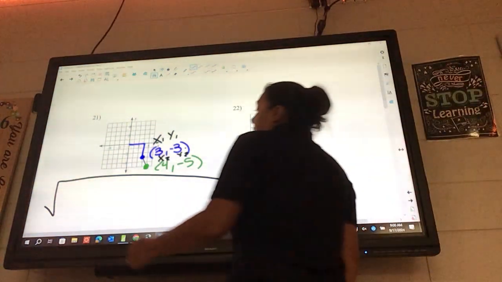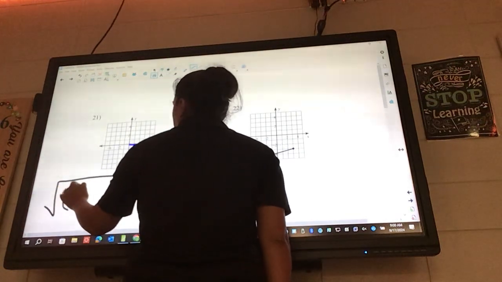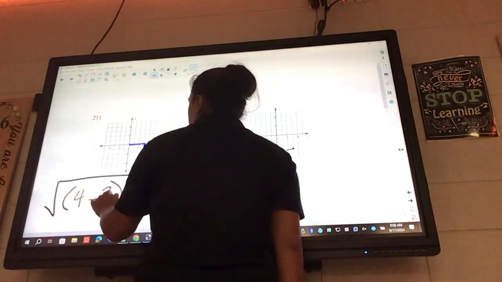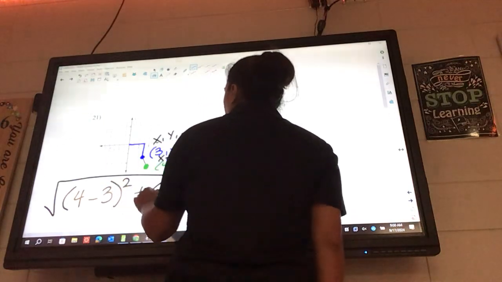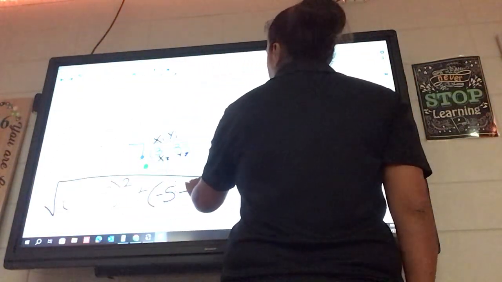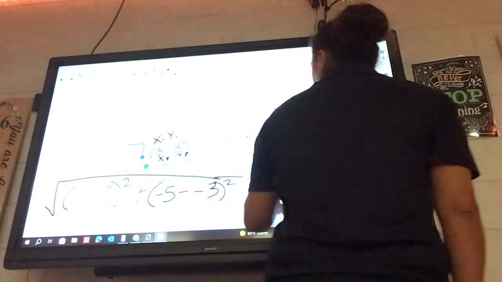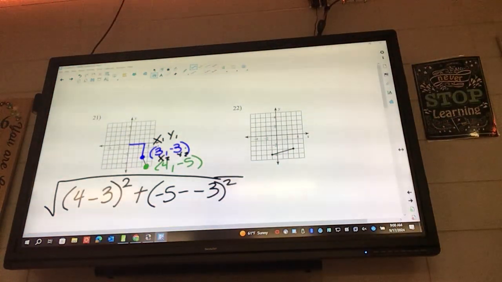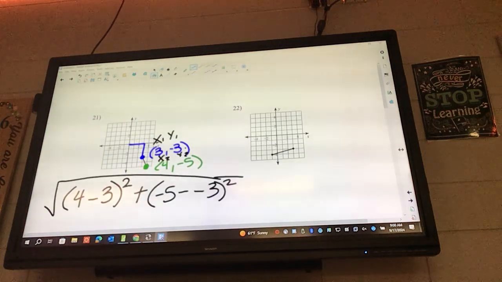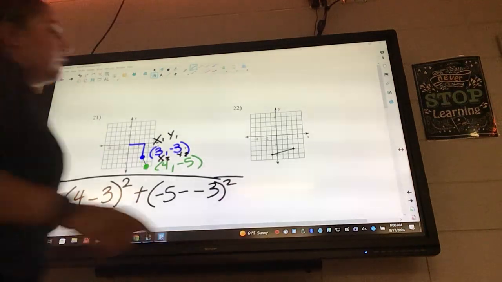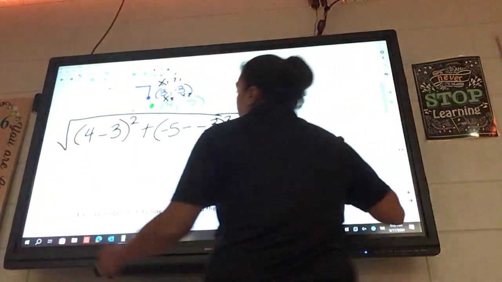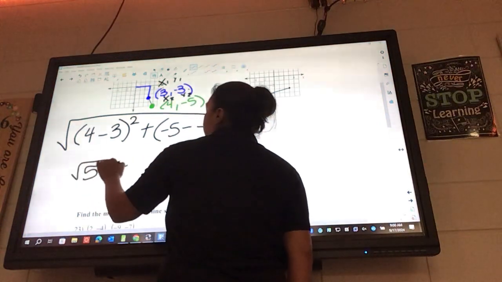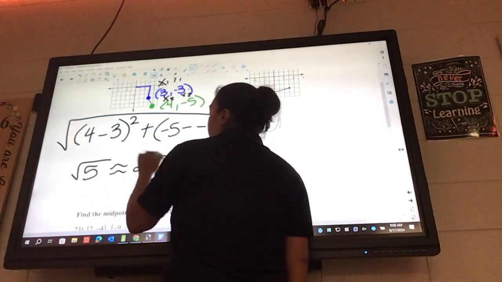So it's going to look like X2 is 4 minus my X1 is 3, squared, plus Y2 is negative 5 minus Y1 is negative 3, squared. Type that in your calculator and see what you get. Radical 5, and it goes to 2.6. Hold on, radical 5, somebody agree? Yeah. So radical 5, and what is that approximately? 2.2.